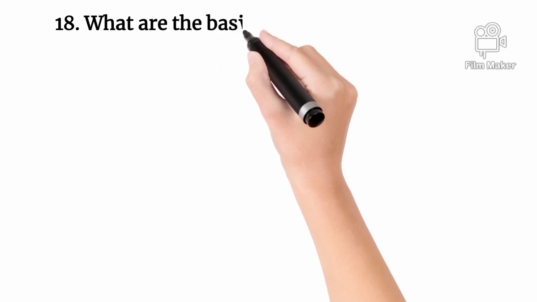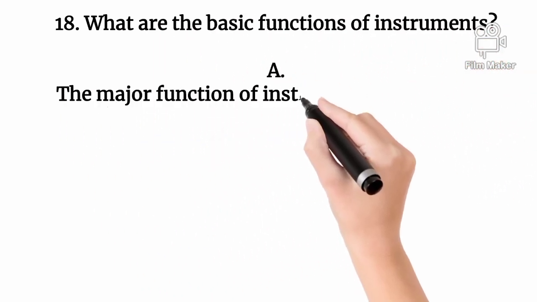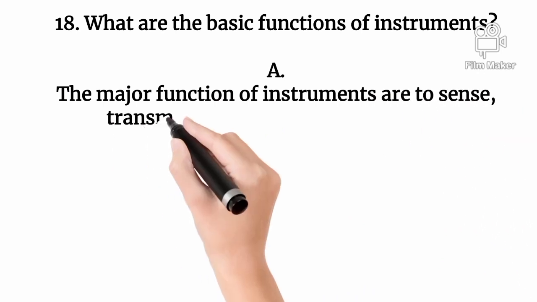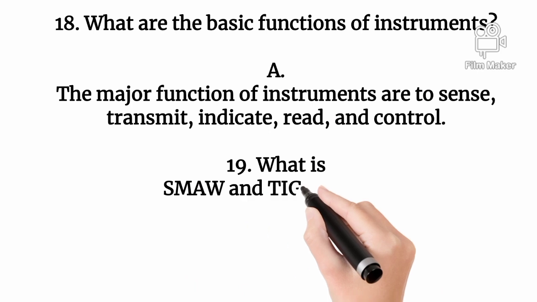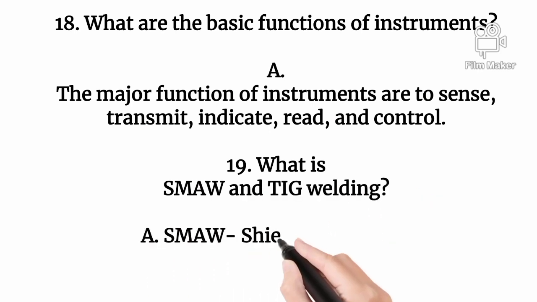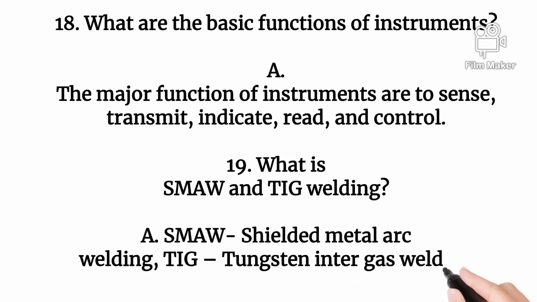18. What are the basic functions of instruments? A. The major functions of instruments are to sense, transmit, indicate, read, and control. 19. What is SMAW and TIG welding? A. SMAW is shielded metal arc welding, TIG is tungsten inert gas welding.